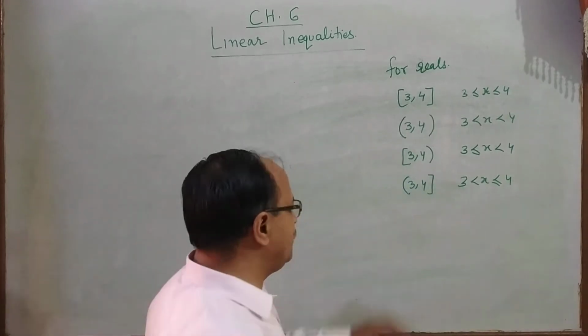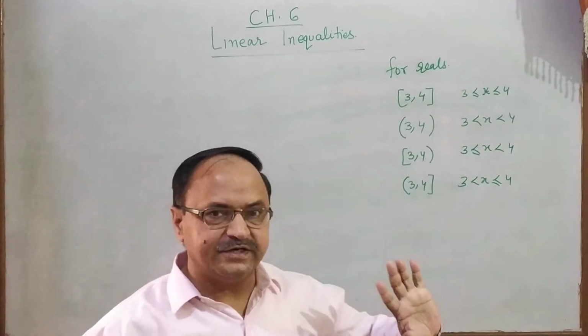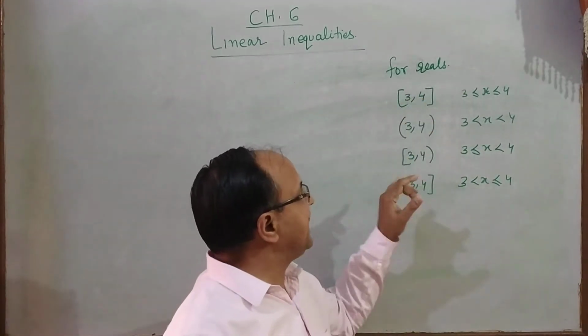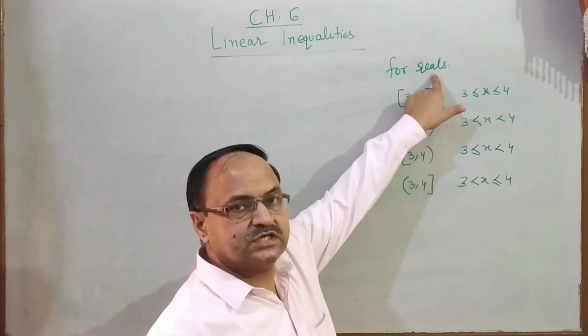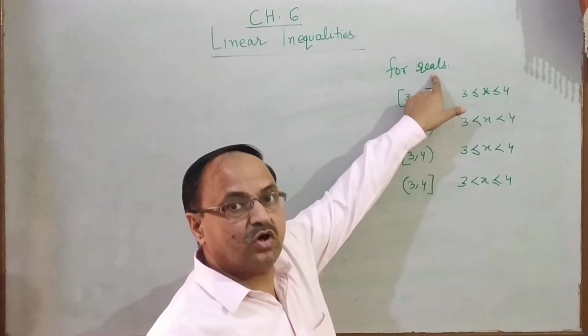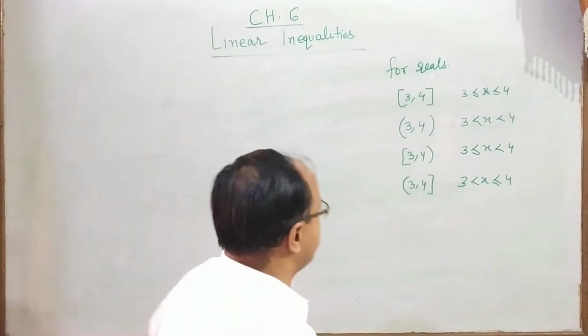It means 4 is included and 3 is not included. Clear, students? We use these brackets for real values, correct? When the question says solve for real x, then you can use these type of brackets, otherwise not.